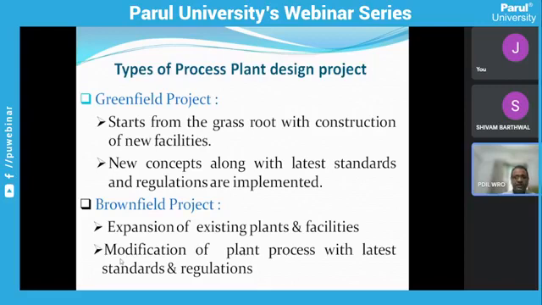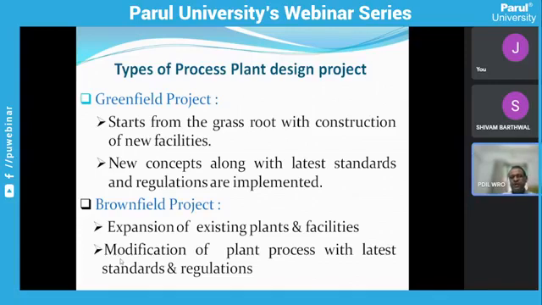For a brownfield project, the scope is limited, because first of all, the plant has already been constructed. Maybe it was constructed more than 10 years back or 20 years back, whatever it is. But at that time, the guidelines and standards which are available at present were not available. So what you have to do is implement the latest standards and guidelines based on feasibility.